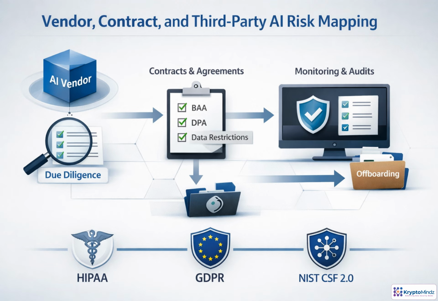Third-party AI risk begins before a tool goes live. In this module, we'll connect vendor diligence, contract terms, monitoring, and offboarding into one evidence trail. So HIPAA, GDPR, and NIST expectations become practical controls, not separate checklists.